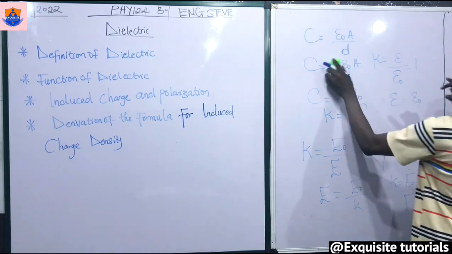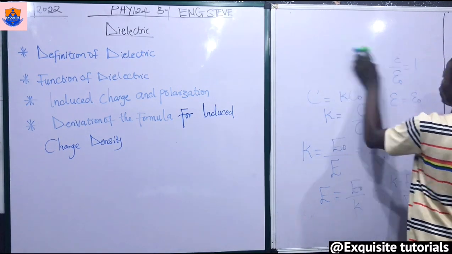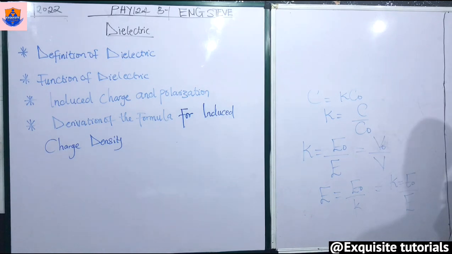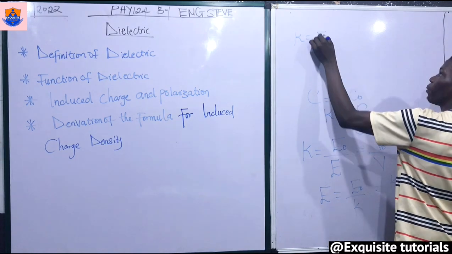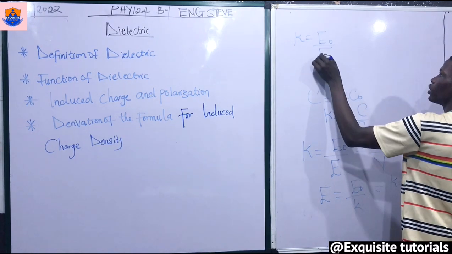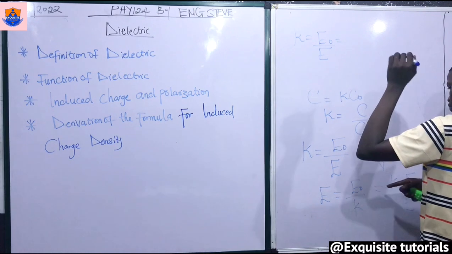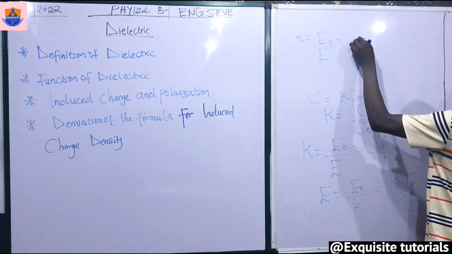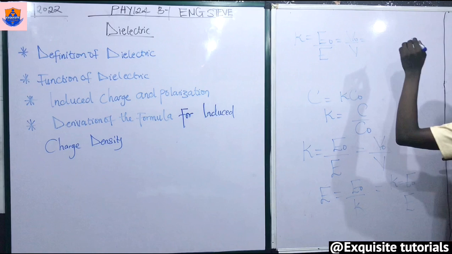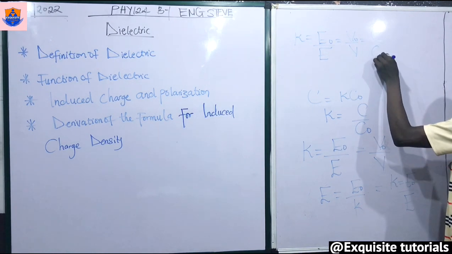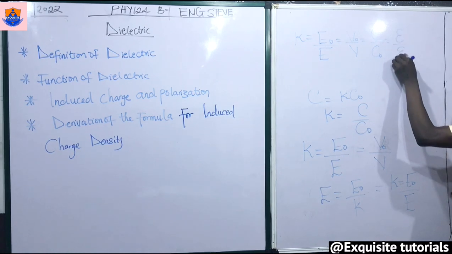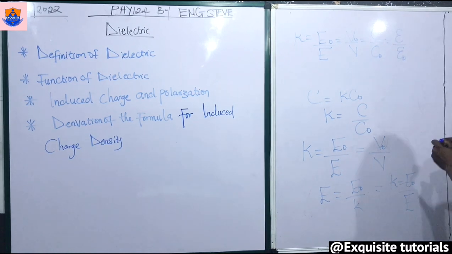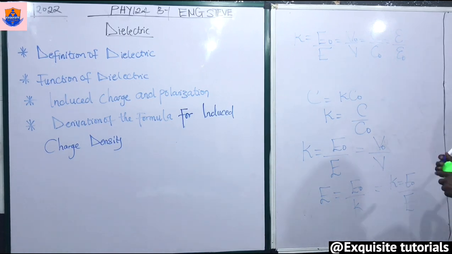Let me write these formulas on a single plane so you can get it clearly. K is equal to E naught over E, which is also equal to V naught over V, which is equal to C over C naught, and is also equal to the permittivity over the permittivity of free space. This is the value for our K at different instances.